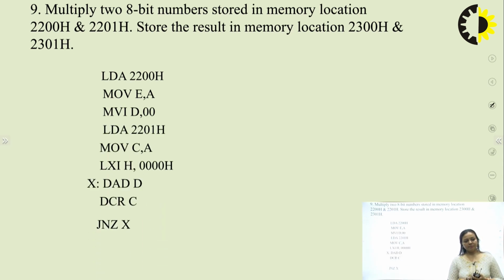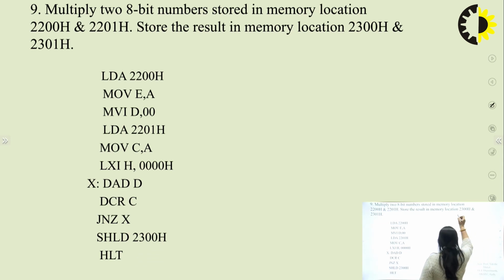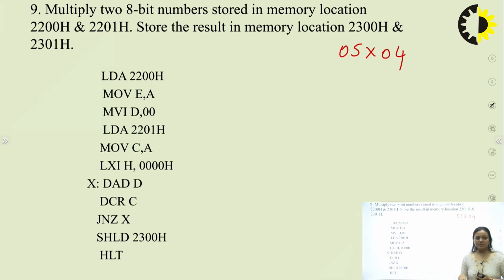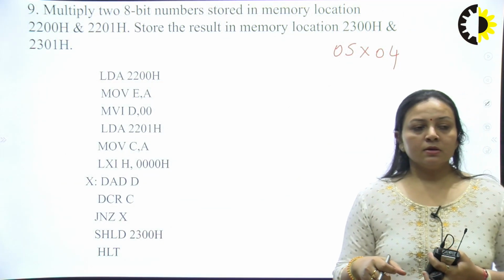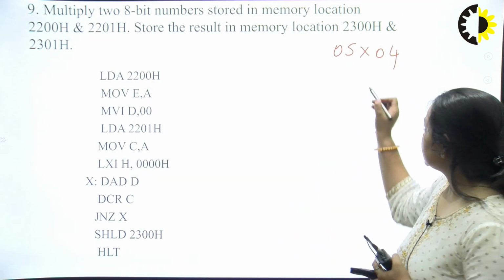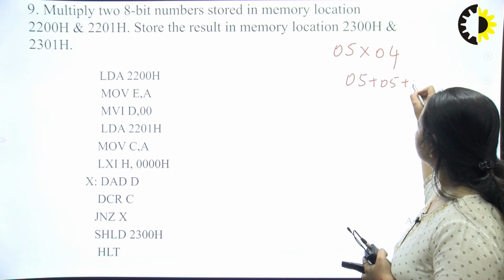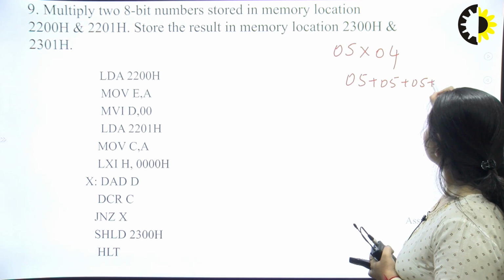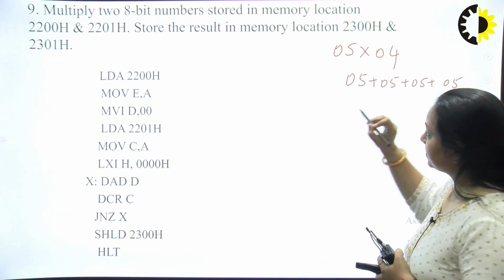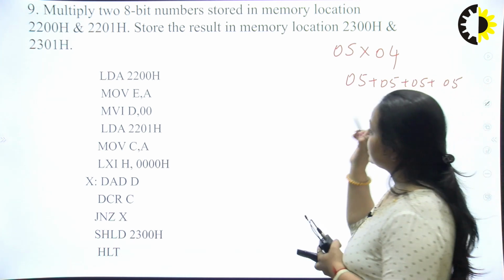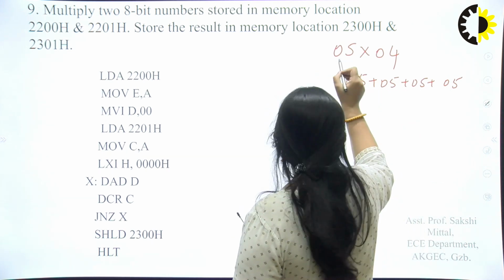So let's say I want to perform 5 cross 4. That means I have to add 5, 4 times. So what we'll do, we'll just perform this addition of 5, 4 times. We'll take a counter. So we'll use the concept of a 16-bit register pair.